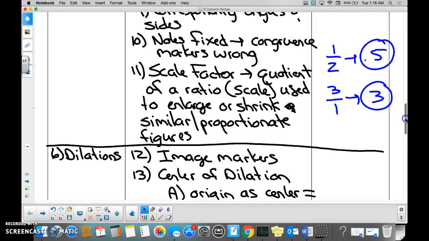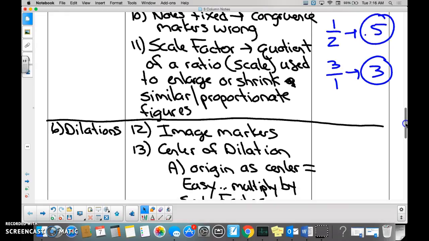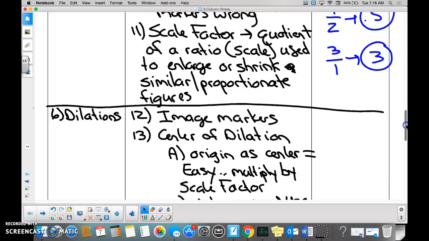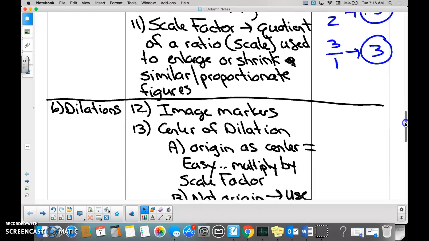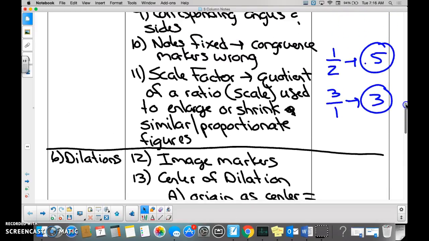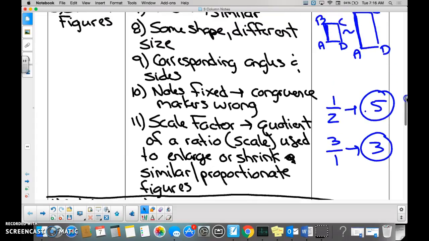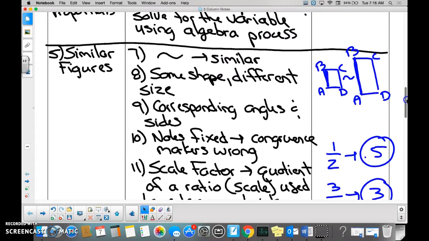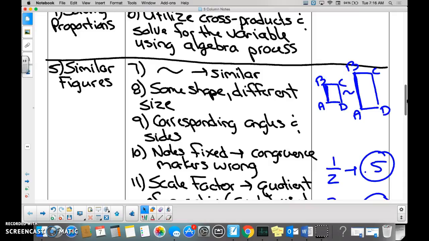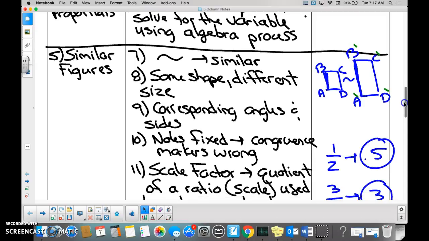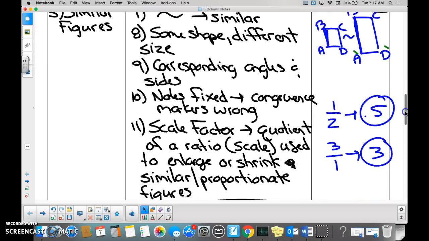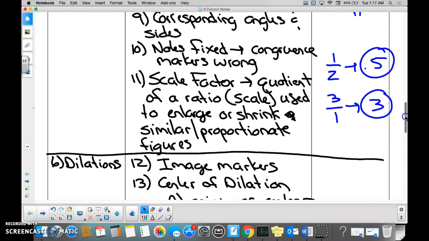Dilations, this is why I pause a little bit on number 5. Dilations is where you were finally introduced to image markers. So if I go back to what I gave you here in number 5 with A, B, C, and D, and then I gave you the second A, B, C, and D, and they're similar. Remember, the image is the one with the prime markers, and the prime markers are the little slashes above the letter. So they just show that that is the copy, or that is the image.